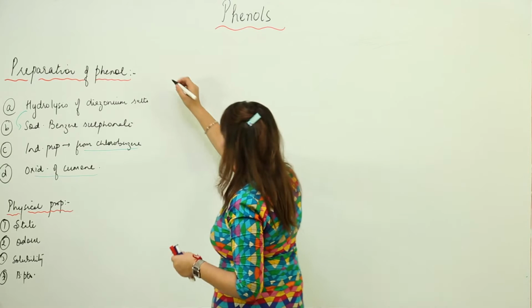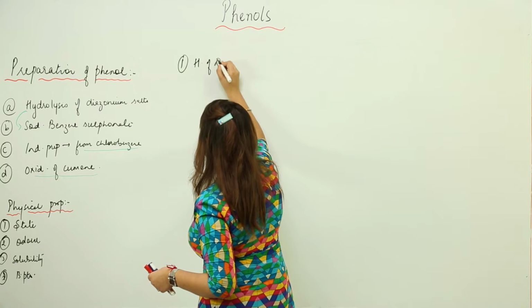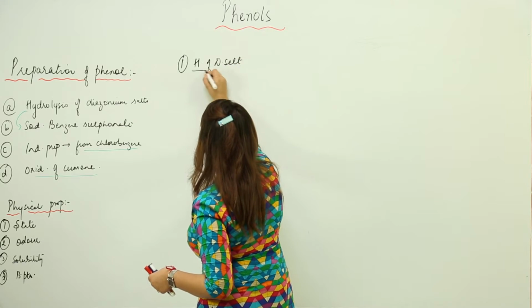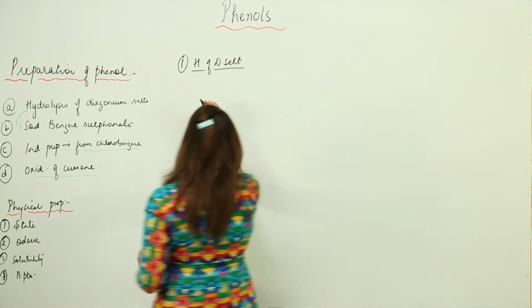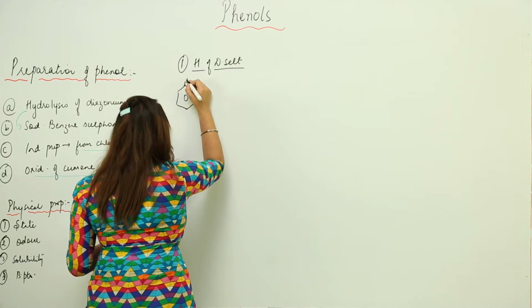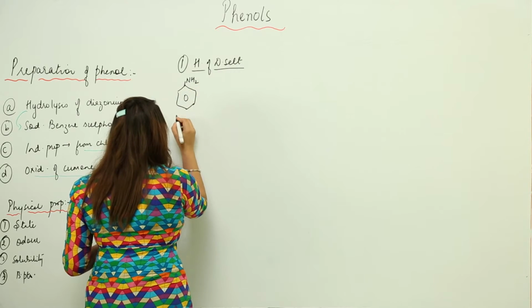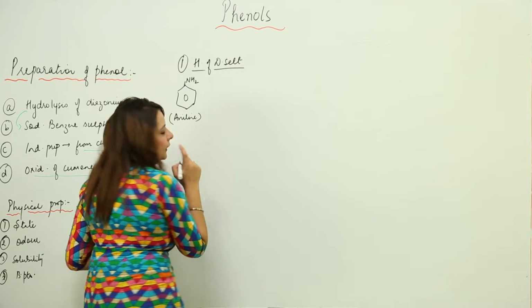That is hydrolysis of diazonium salt. So first of all we need to prepare the diazonium salt. So what is diazonium salt actually? For this what you need to take is an aniline. What is aniline? Any benzene ring which has the NH2 group attached to it is called aniline.